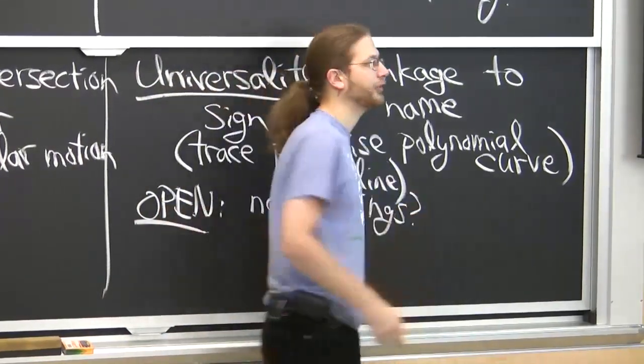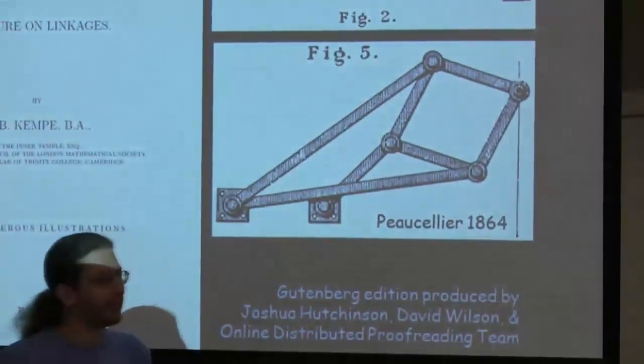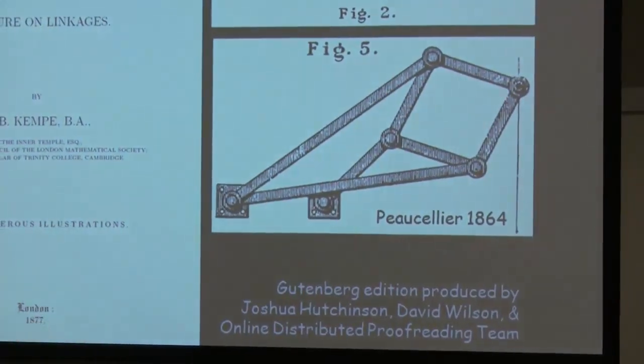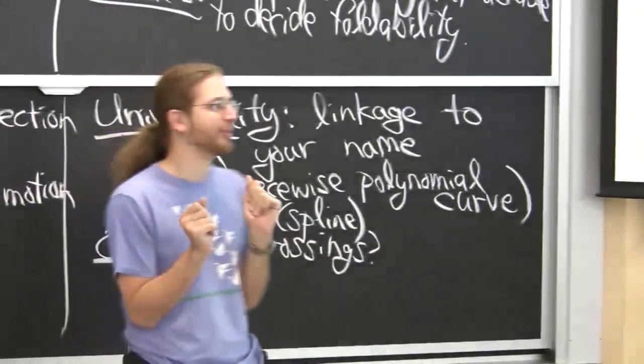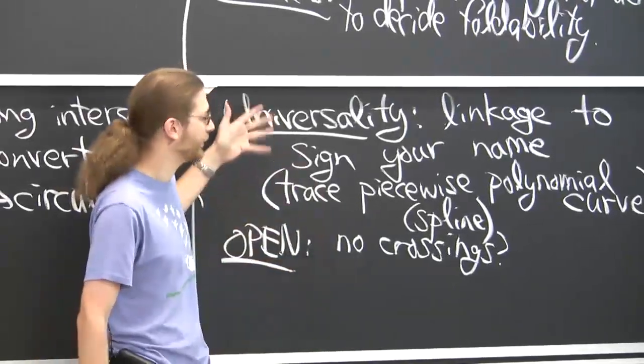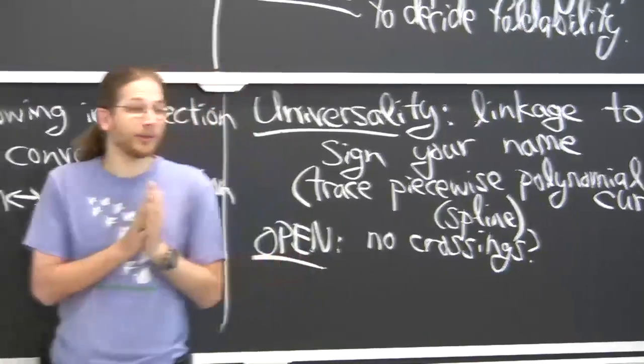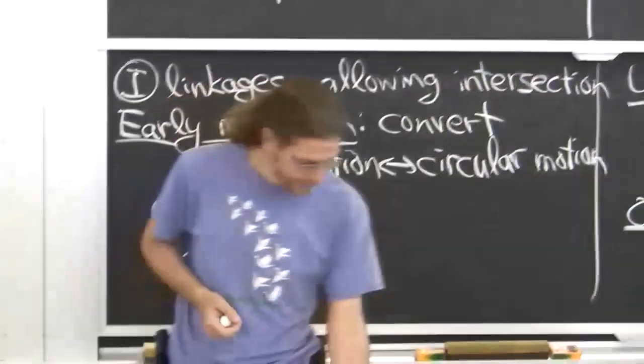So these linkages, like the ones I've been showing here, like the Peaucellier linkage, have crossing bars. And yeah, you can do that, but what if you forbid crossings? It'd be really cool to sign your name with a linkage that doesn't even cross itself. That's totally open. Getting any kind of positive result, maybe not everything, but at least some interesting things. Even drawing a straight line, I think, is open. It could be a fun problem to work on.